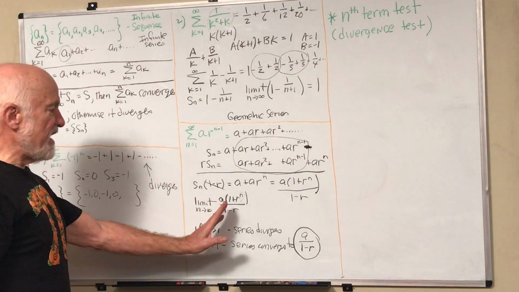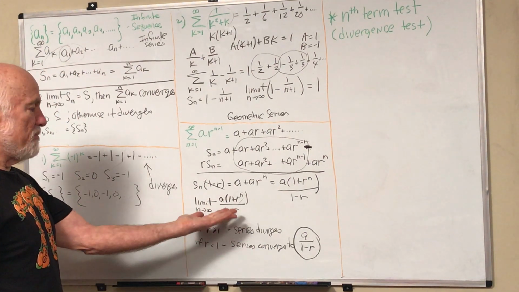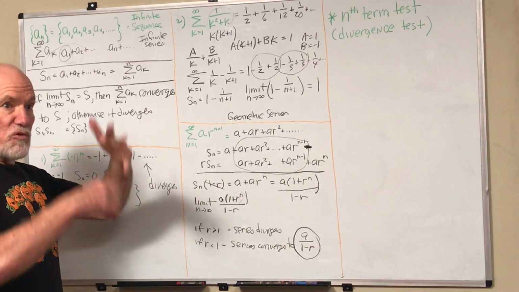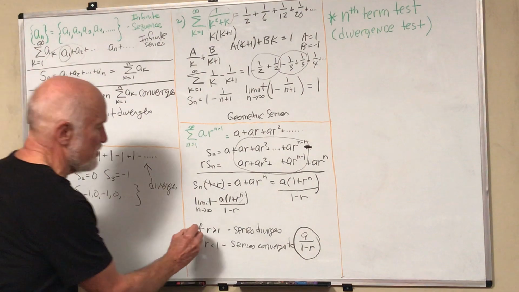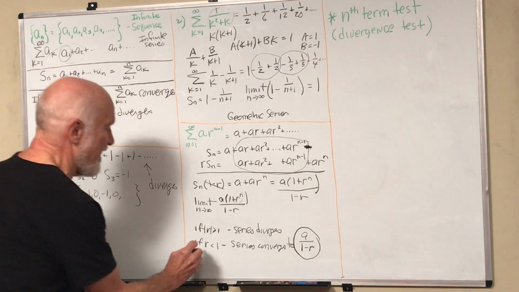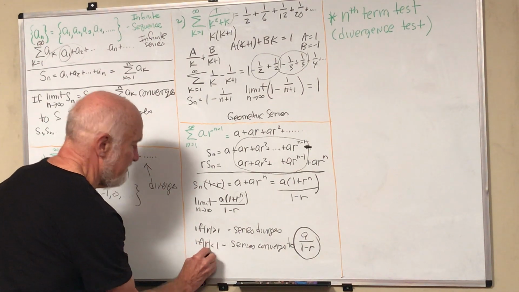And this is going to be the same thing if r happens to be a negative number. A negative number to the nth power is just going to get really huge, so it's going to diverge. So we can really say in absolute value. The same thing for negative numbers.